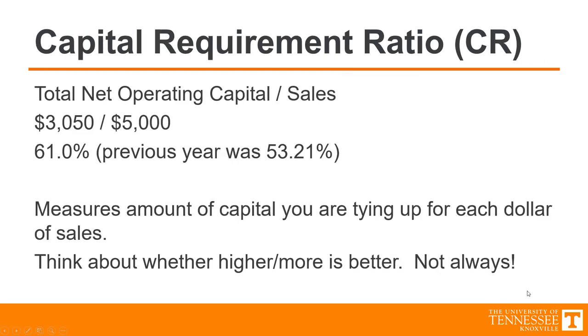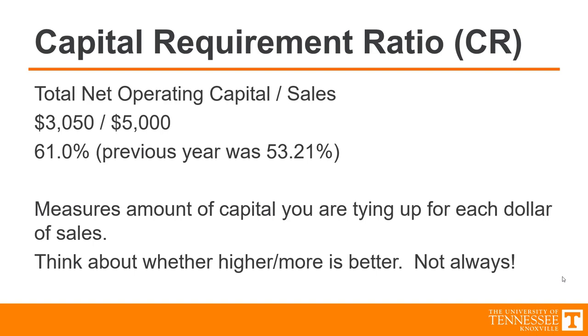Another ratio we could look at is the capital requirement ratio. This is defined as the net operating capital divided by the sales. So we've already looked at what that number is, 3,050 divided by the sales of 5,000. We come up with this ratio of 61%. Last year it was 53%, 53.21%. Now the question is, is that a good result or a bad result compared to last year?